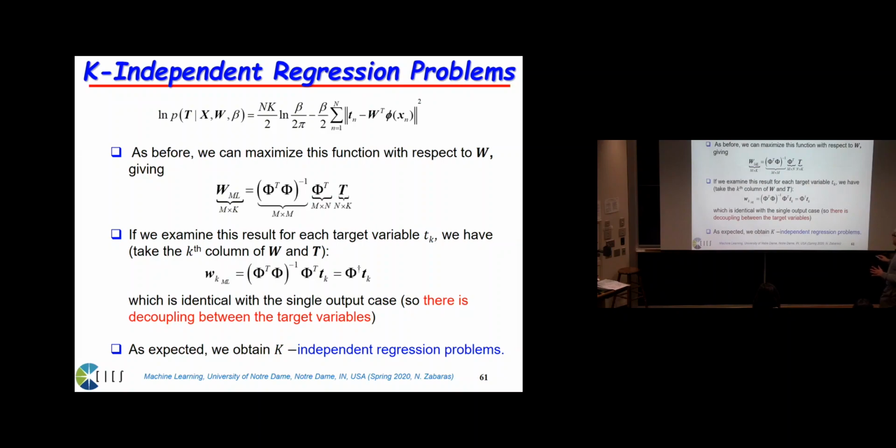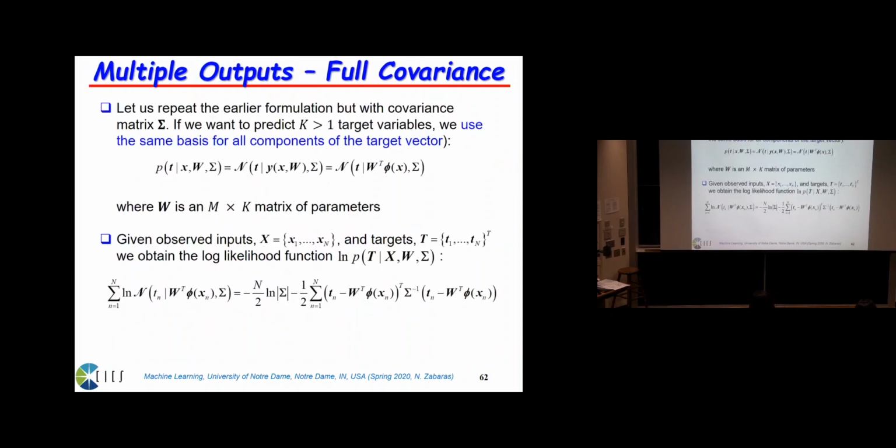Bottom line is, right, that if you do this, you don't gain anything. It comes out that the results are basically running k independent scalar regression problems. So somebody will say, okay, this is not good, right? I'm not learning anything here. How do I extend this?